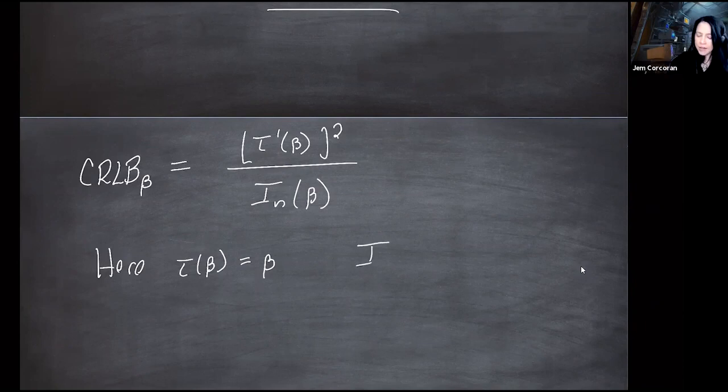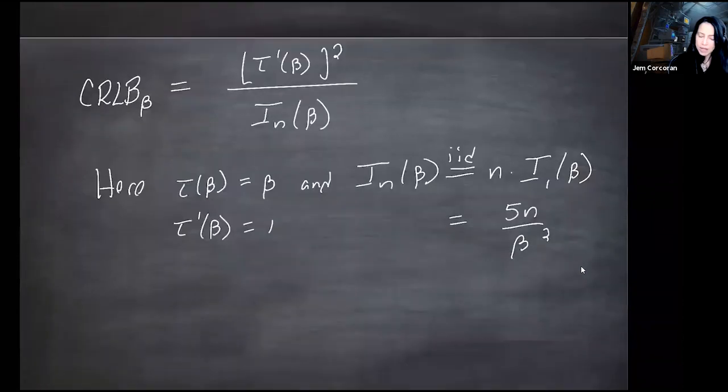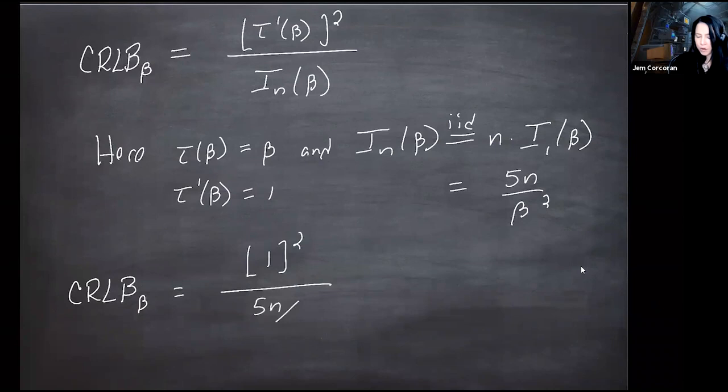And the n-dimensional Fisher information, because these are IID, this is n times the one-dimensional Fisher information that we just found. So this is 5n over beta squared. And the derivative of this tau with respect to beta is 1. So we are done. The Cramér-Rao lower bound for beta is 1 squared over 5n over beta squared, or beta squared over 5n.